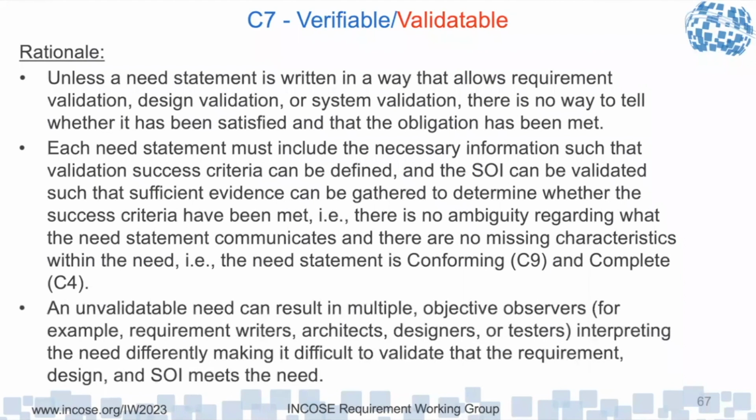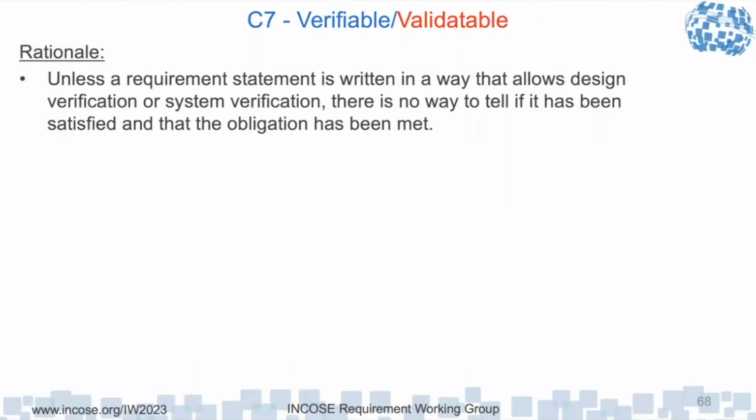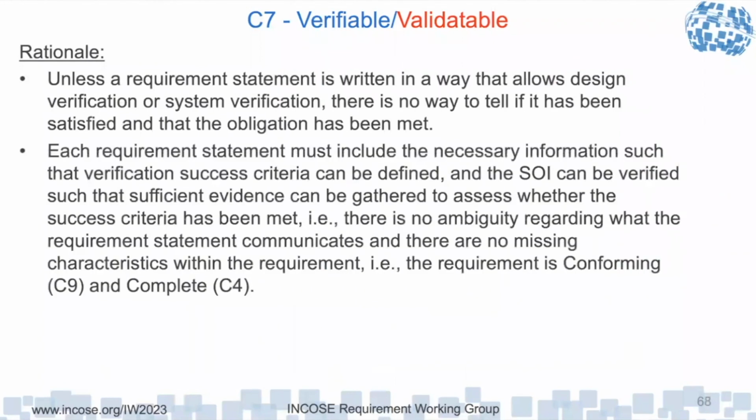An unvalidatable need can result in multiple objective observers, for example, architects, designers, or testers, interpreting the need differently, making it difficult to validate their design against the system of interest and the need. Unless a requirement statement is written in a way that allows design verification or system verification, there's no way to tell if it is satisfied. Each requirement statement must include necessary information, such as verification success criteria.